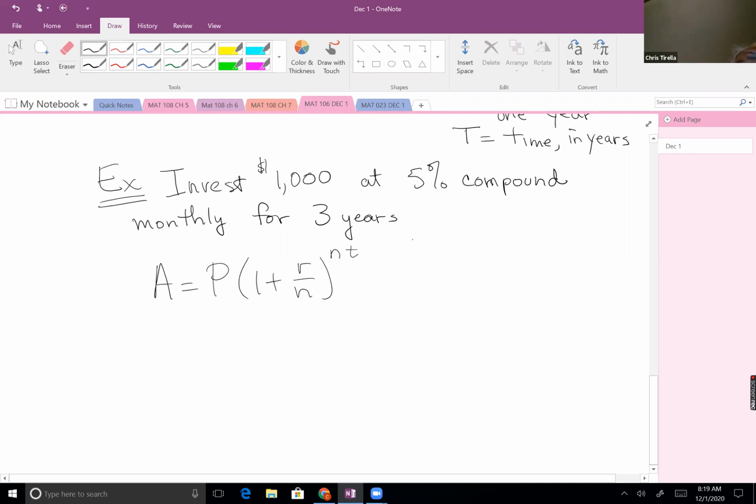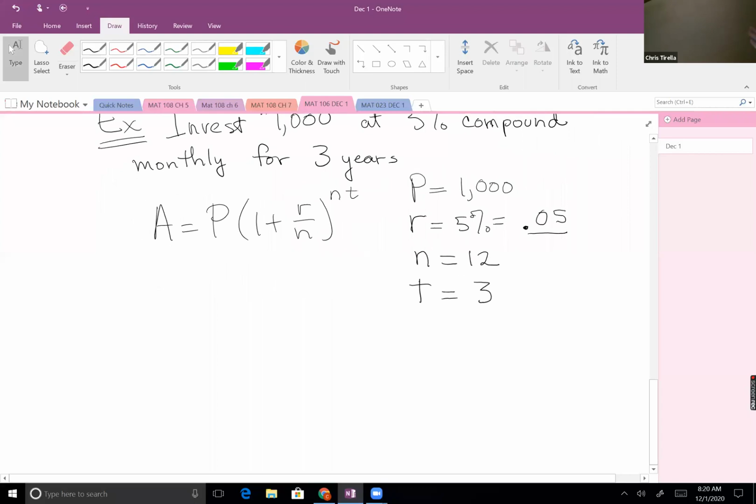Identify your variables. P, my principal here, is $1,000. R, my rate, is 5%, but remember, we have to write that as a decimal, so we're going to use 0.05. And if I'm compounding monthly, that's 12 times a year. T, I'm doing this for 3 years.